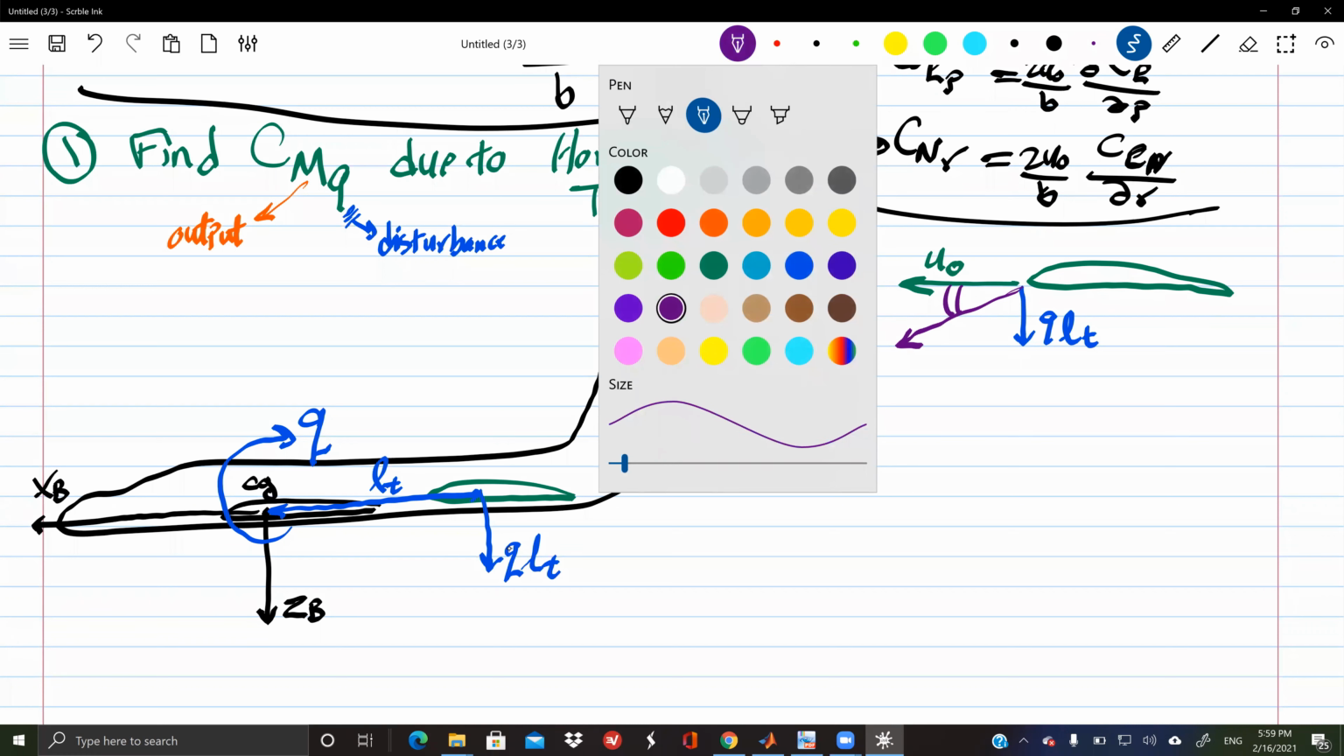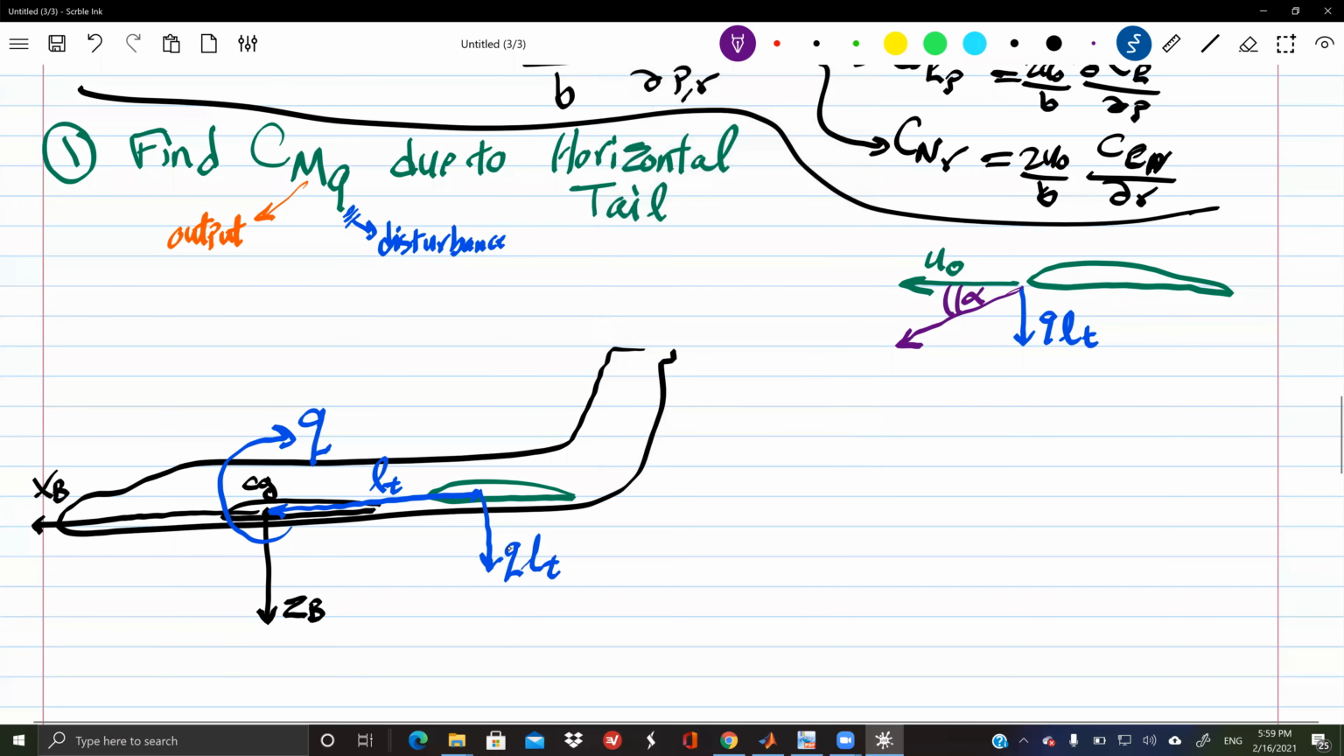And if this is the resultant, this is the change in the angle of attack, right? This is the change in the angle of attack on the horizontal tail, delta alpha tail, which is how much? From this triangle, it's exactly equal to tan inverse of the blue over the green. And as you know, we always neglect the tan inverse, so it's approximately Q L tail over u0. Any issue about this? Any question that this is the change in the angle of attack on the horizontal tail due to the disturbance Q?